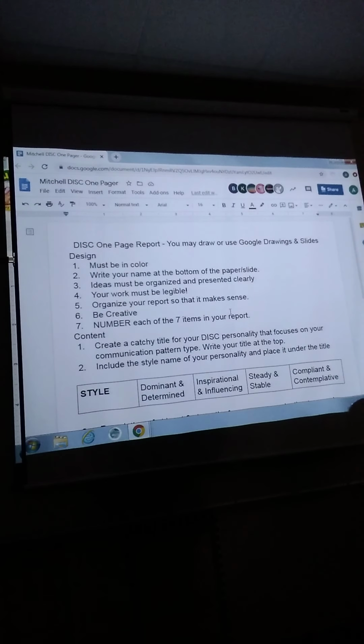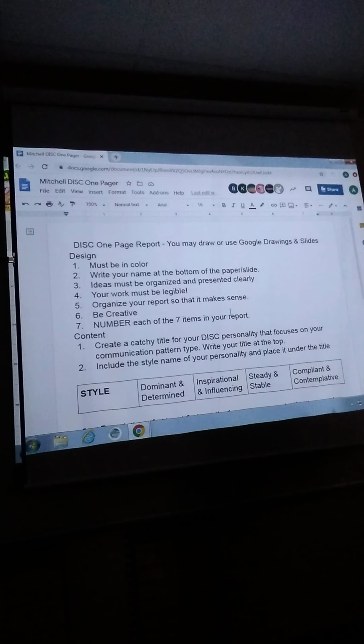And then number each of the 7 items in your report. All right, so each item needs to be numbered. You can number it, or you can give it like a title, but it needs to be numbered. You can say 7, and then give it a title. Okay, 6, give it a title.